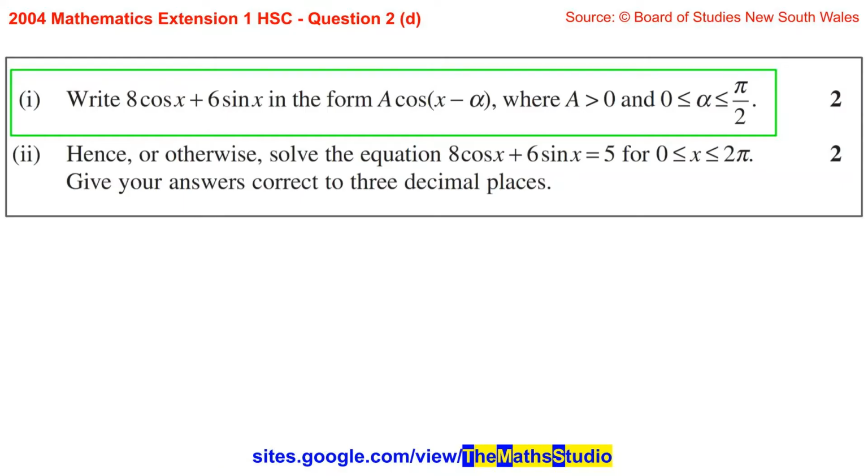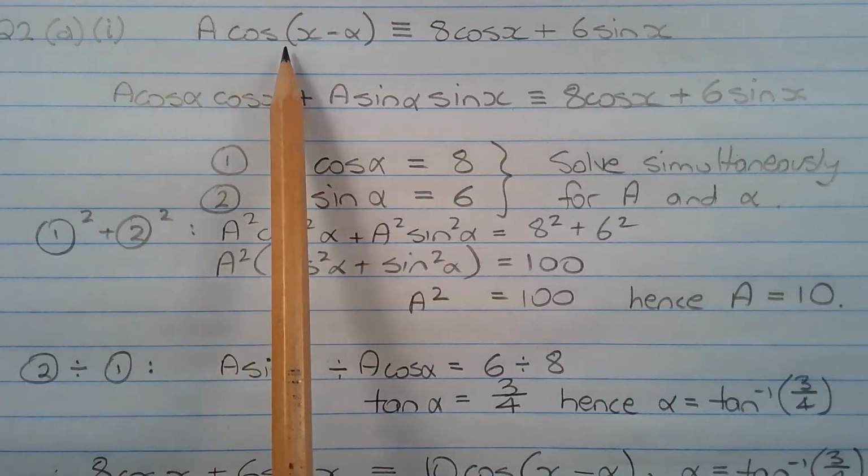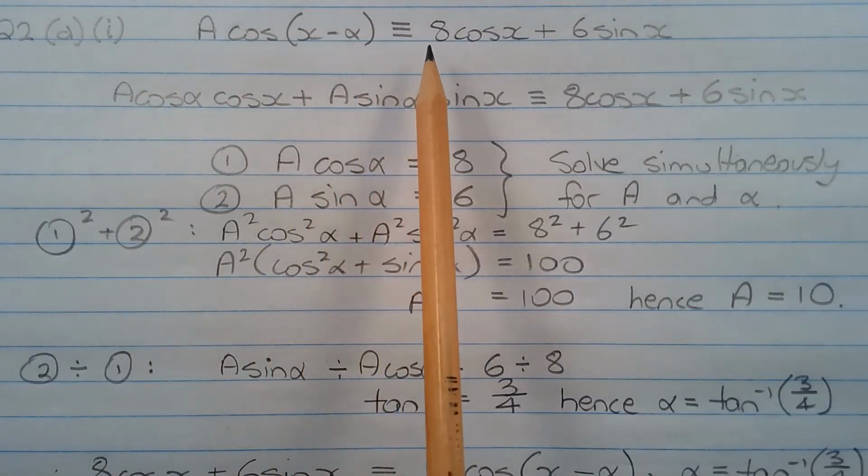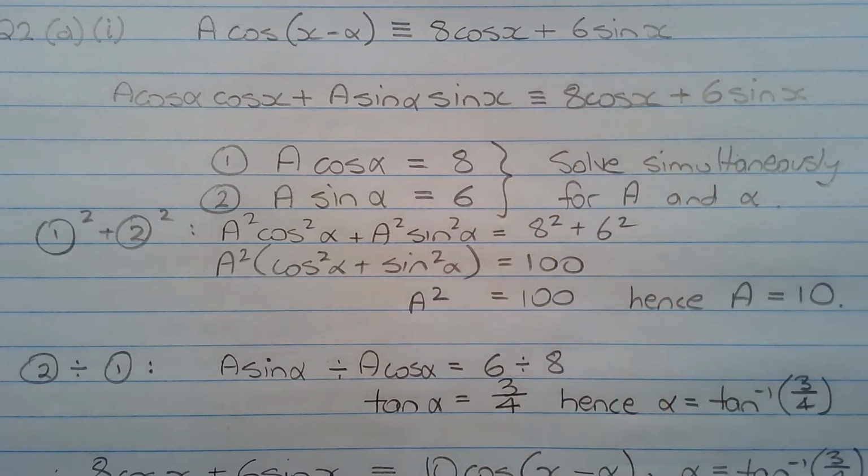Question 2d, Part 1. Write 8 cos x plus 6 sin x in the form a cos(x minus alpha), where a is greater than 0 and alpha is greater than or equal to 0 and less than or equal to pi over 2. a cos(x minus alpha) is identical to 8 cos x plus 6 sin x.